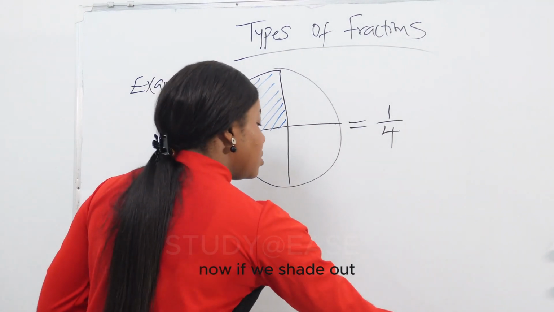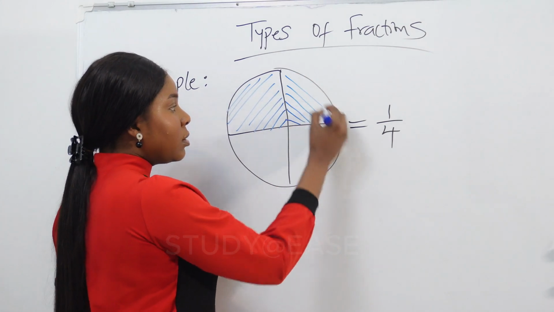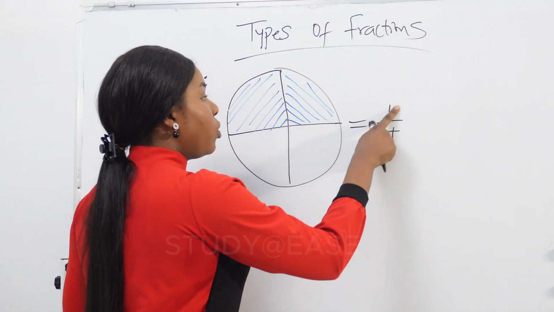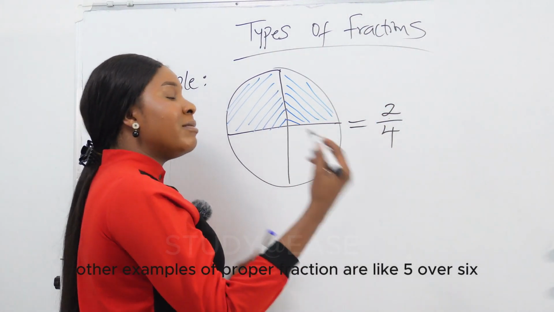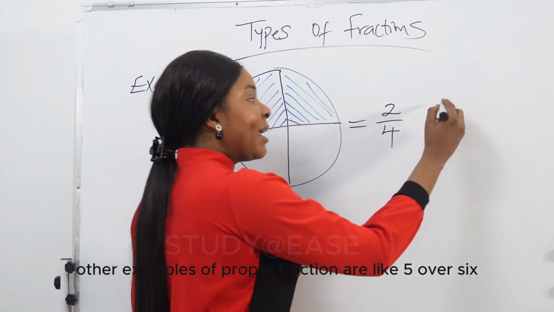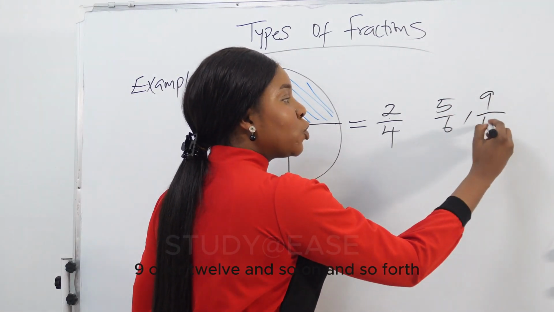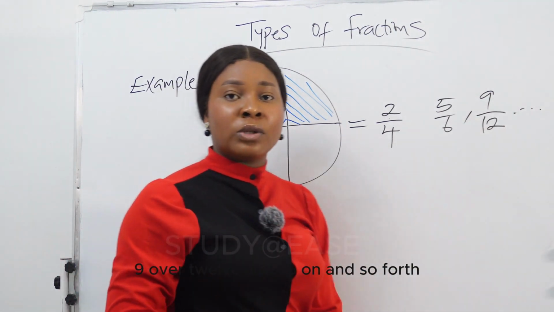Now, if we shade out 2 parts, this will be equal to 2/4. Other examples of proper fraction are like 5/6, 9/12, and so on and so forth.